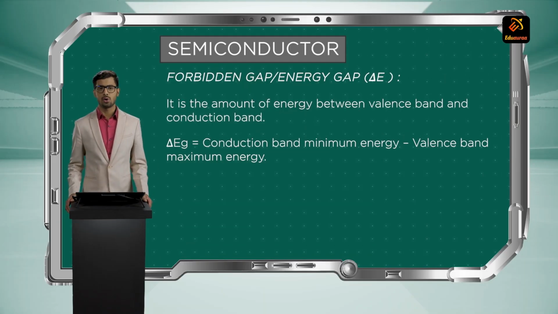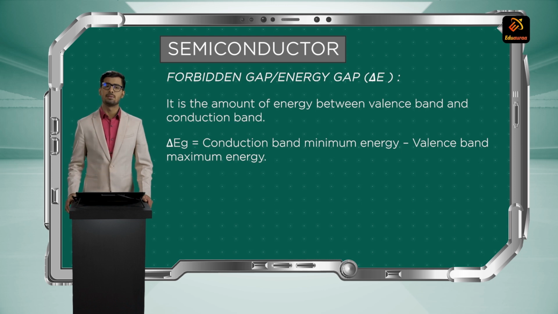The width of the forbidden energy gap depends upon the nature of the substance. As temperature increases, this forbidden gap decreases slightly. Conductors do not have this forbidden gap. In a semiconductor, this forbidden gap is very small, so an electron can gain some energy and move to the conduction band. In an insulator, this energy gap is very high, so the electron does not gain that much energy to move to the conduction band.